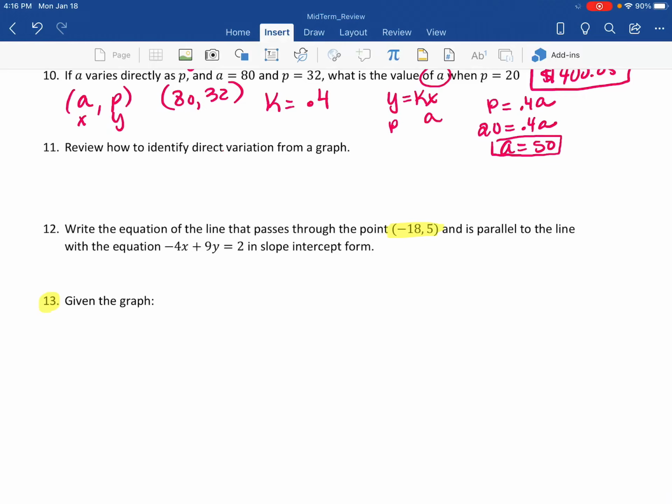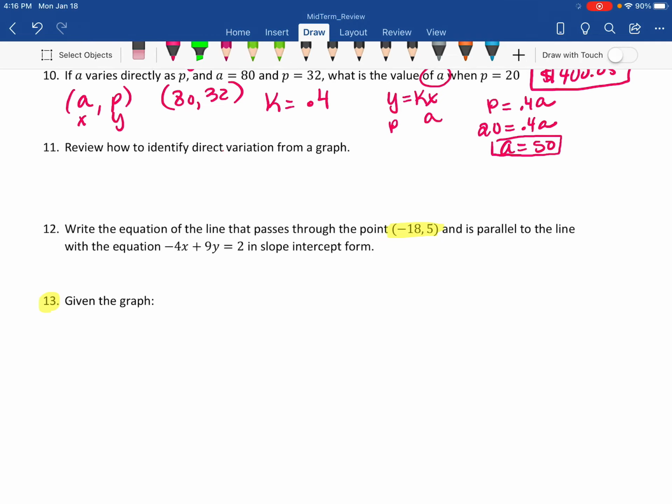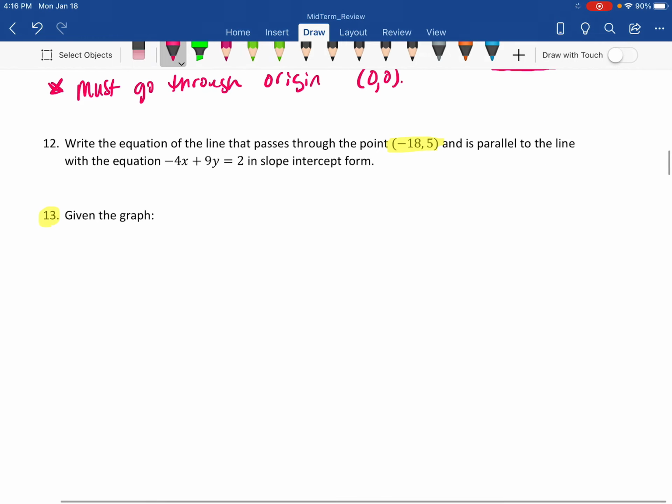All right, so number 11 is remembering how to review a direct variation from a graph. That basically means it must go through the origin. That's the coordinate point (0, 0). If it has a y-intercept other than 0, then it's not a direct variation.